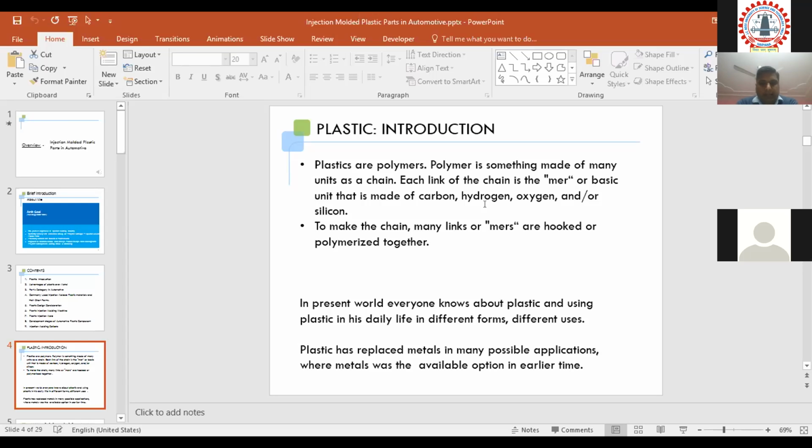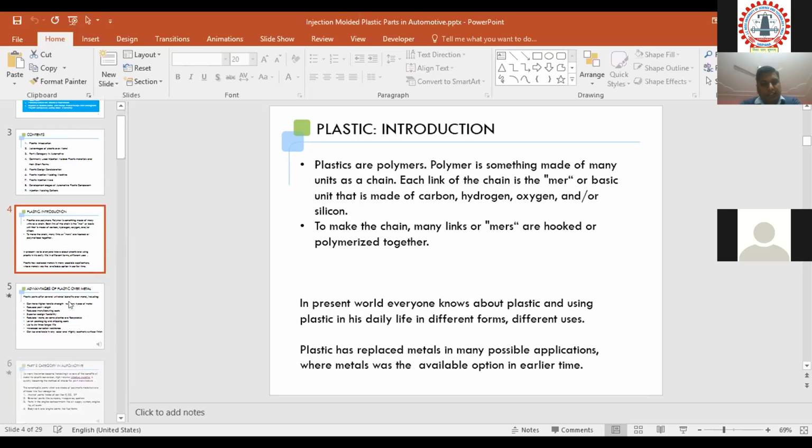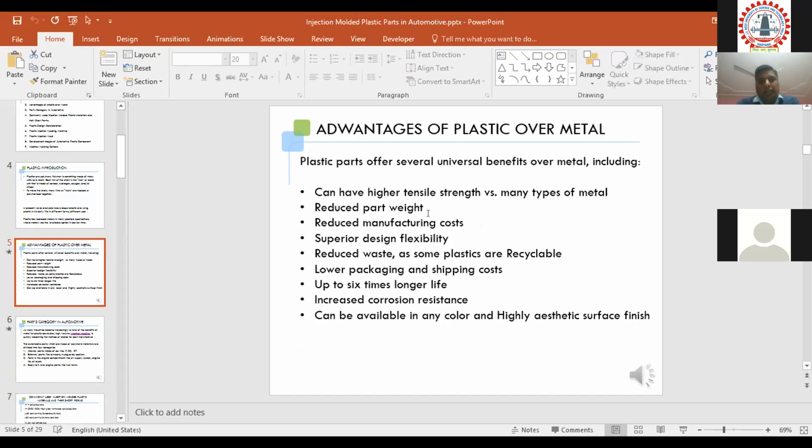Plastic has replaced metals in different applications because of some advantages. These are the advantages because of which plastic has replaced metals. They have higher tensile strength over metals. Part weight is reduced as compared to metal, and manufacturing cost is also reduced. We have more design flexibility with plastics. We can make more critical features, more critical geometries with plastic.